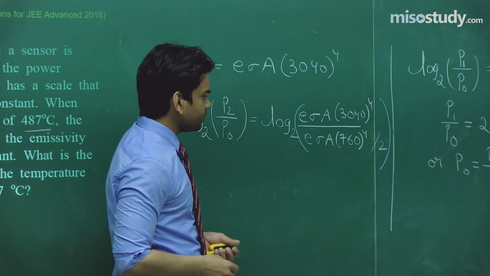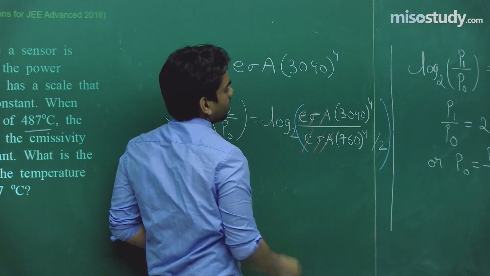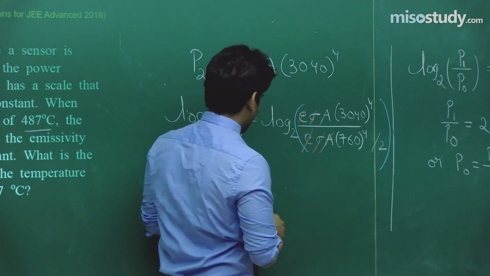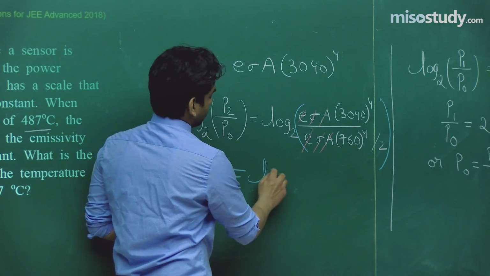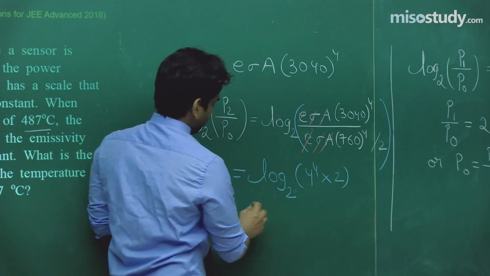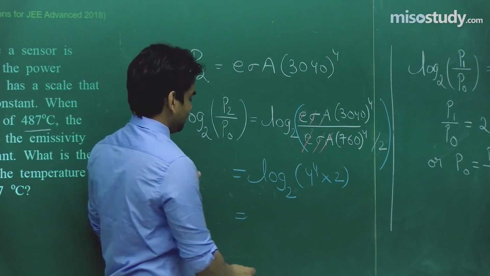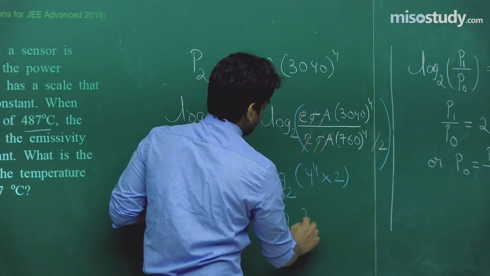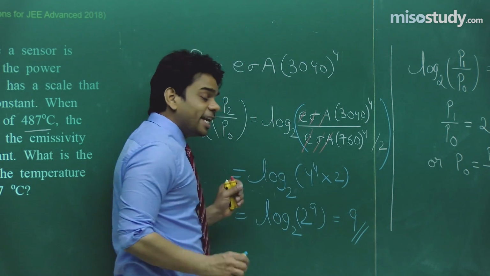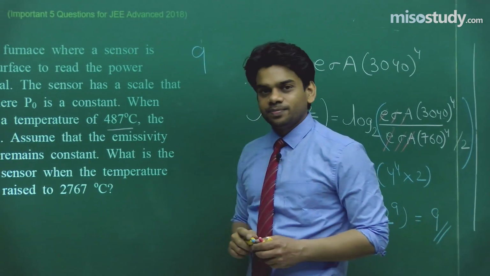This is required. The terms that will be cancelled out easily, E sigma A cancelled out. 760 will go 4 times for 3040. 3040 by 760 is 4 times. You are getting 4 to the power 4 multiplied by 2. This you will get log base 2 of 4 to the power 4 multiplied by 2. From here, 4 to the power 4 you can write as 2 to the power 8, and multiplied by 2, you will get 2 to the power 9. So log base 2 of 2 to the power 9, you will get this as 9. So in your examination, the bubble that you have to circle will be for integer 9.